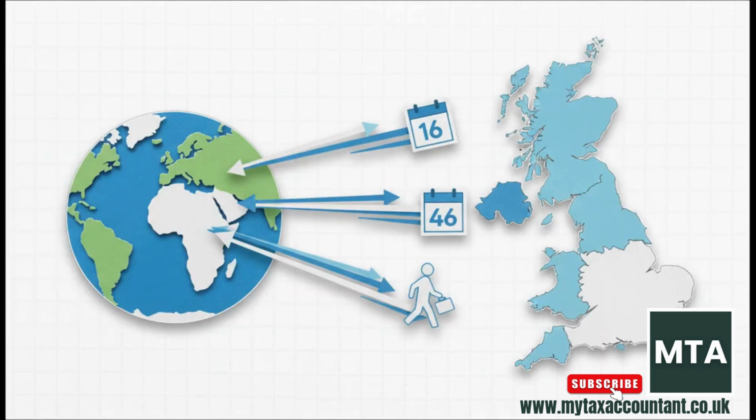All right, let's start with those automatic overseas tests. Think of these as your fast track to confirming you're non-resident. If you were a resident here in the last 3 years, you need to spend fewer than 16 days in the UK. If you weren't, you get a bit more leeway, fewer than 46 days. There's also a specific test for people working full-time abroad. If any one of these applies to you, job done, you're confirmed as non-resident.